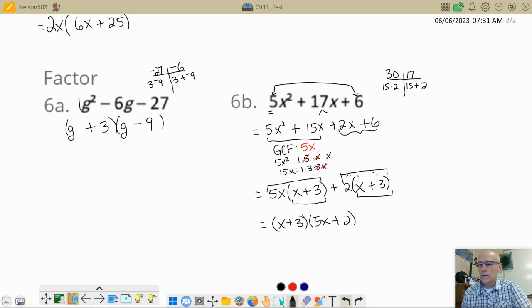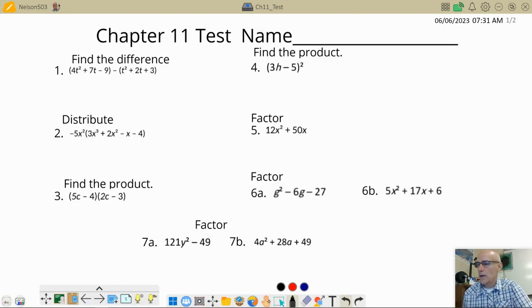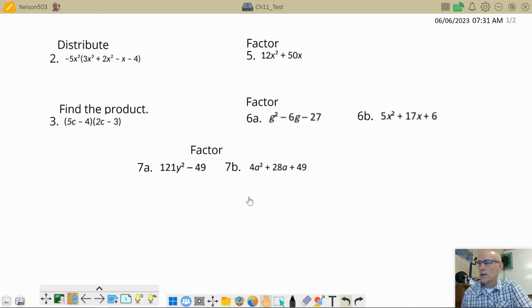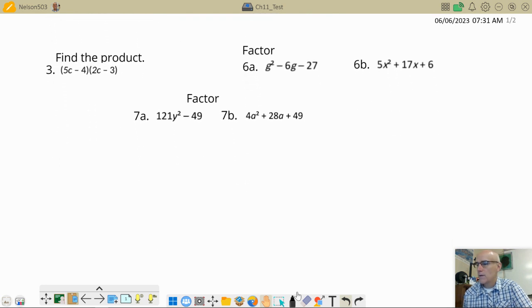I can understand missing number 6. It's probably the hardest problem on the test to keep all that stuff straight. How does that all work? Let's go over to problem number 7A and B real quick. Okay. So here was our whole test. Here's 7A. These are patterns that we tried to see.